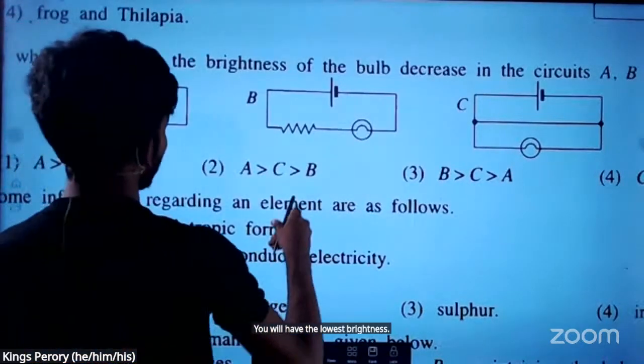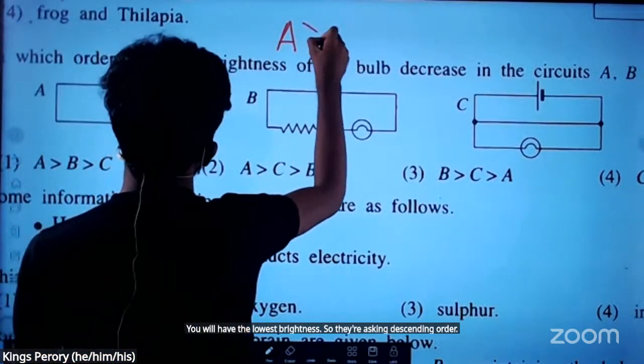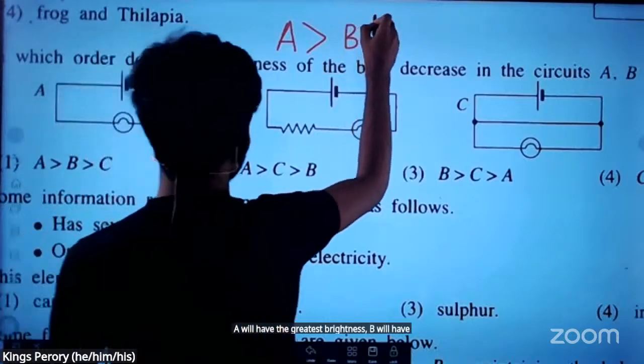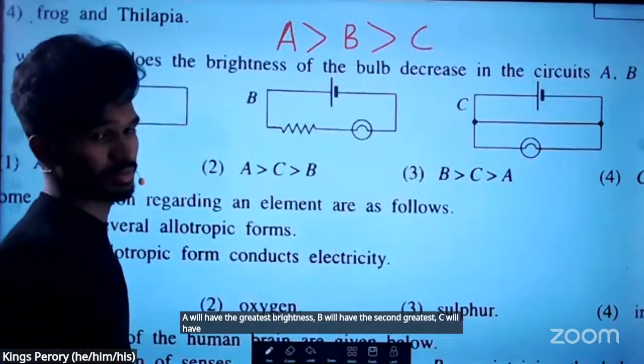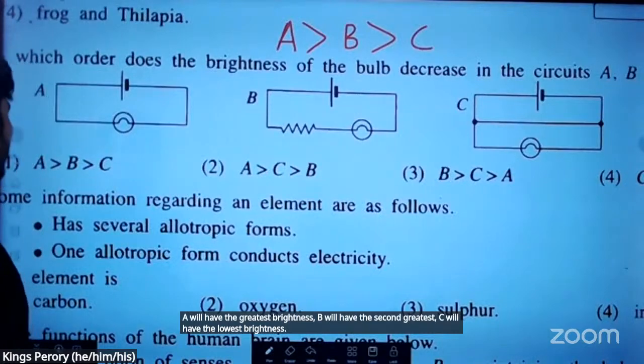So they're asking descending order. A will have the greatest brightness. B will have the second greatest. C will have the lowest brightness. What's the answer?